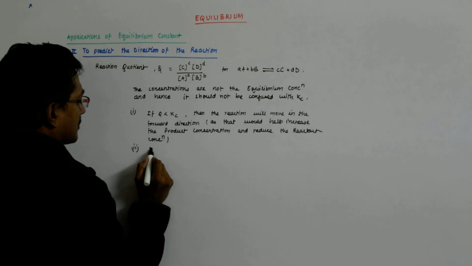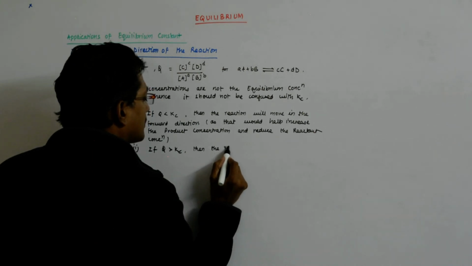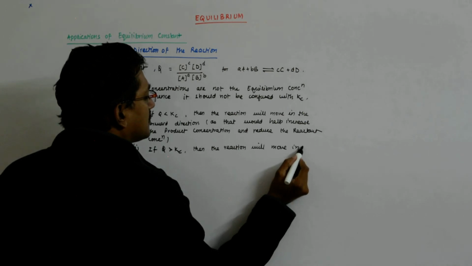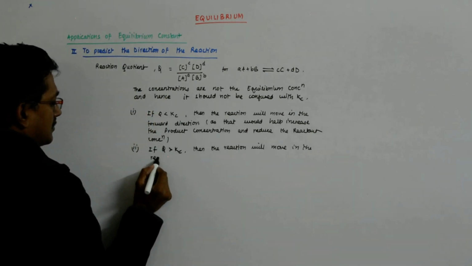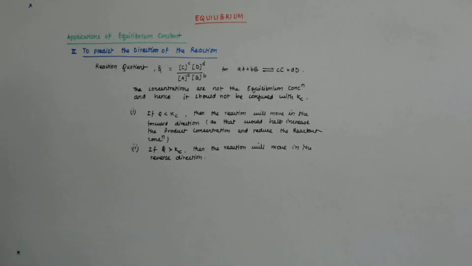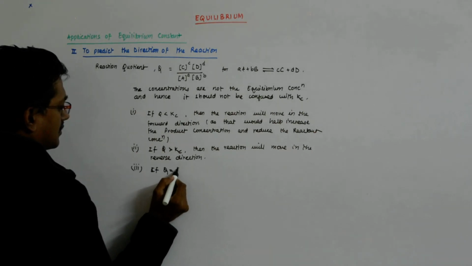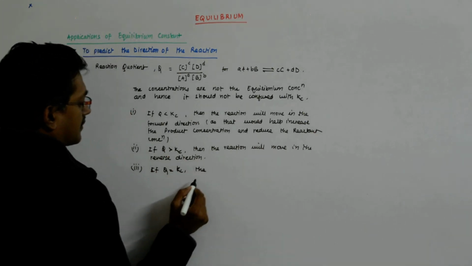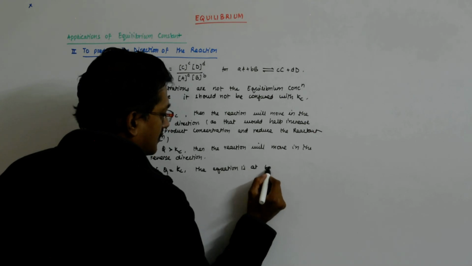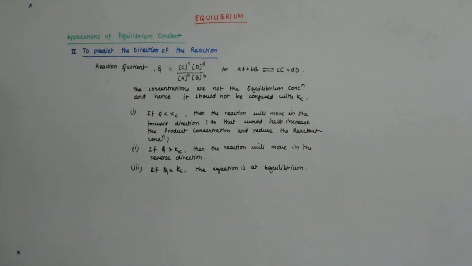If Q is greater than Kc, then the reaction will move in the reverse direction. Correct?